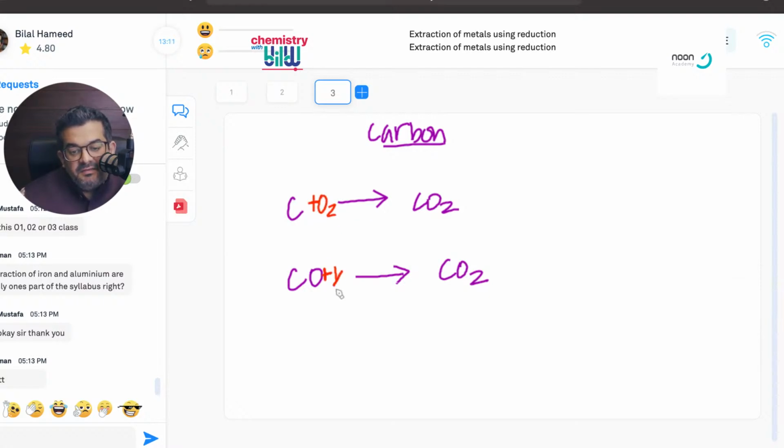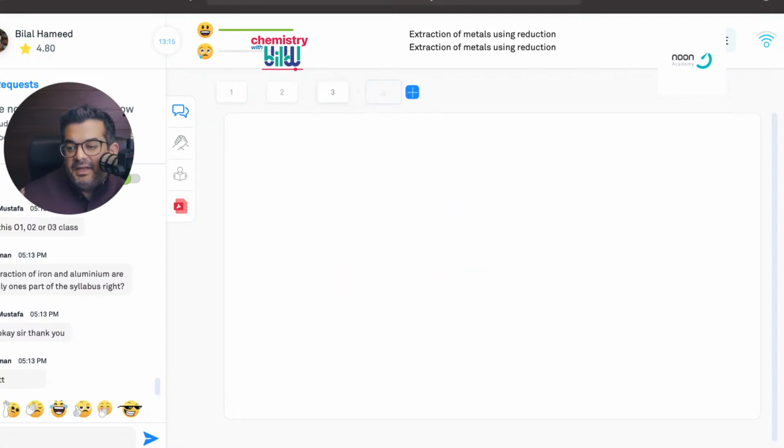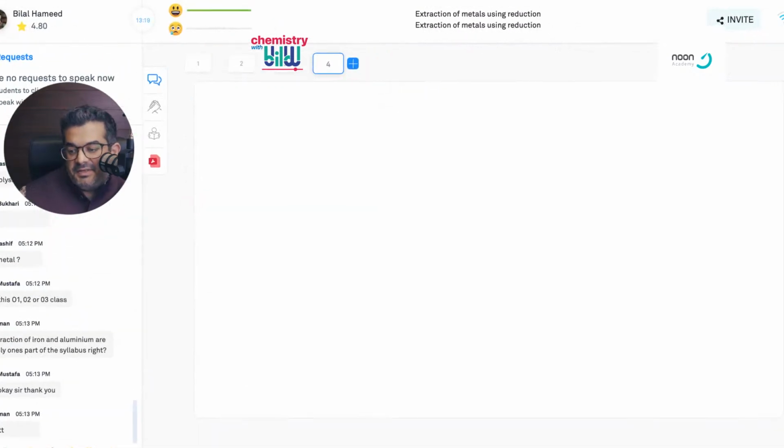But instead of just looking in terms of oxygen, let me write this again. My writing became bad. I'm still getting used to this platform. Let me write this again. Carbon. All right. Now, one good thing about carbon is it's cheap.